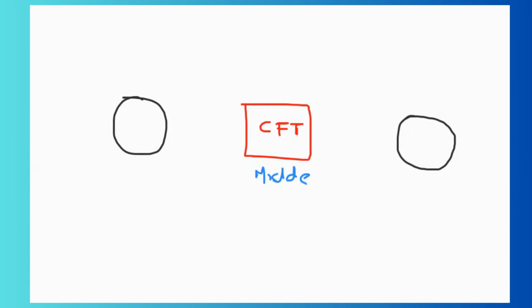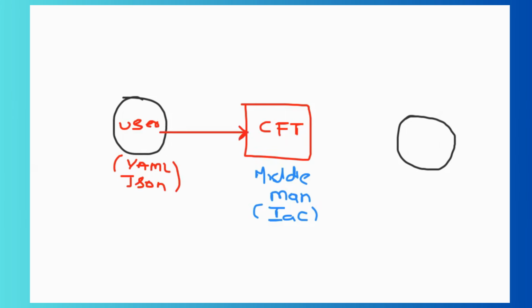Like any other IaC tool, AWS CFT also implements the principles of IaC, where it acts as a middleman that follows the principles of IaC. What it does is ask the user, hey user, you can give me either a YAML file or a JSON file. I'll read the input and convert it into AWS API calls. Why only AWS API calls? Because CFT only supports AWS.